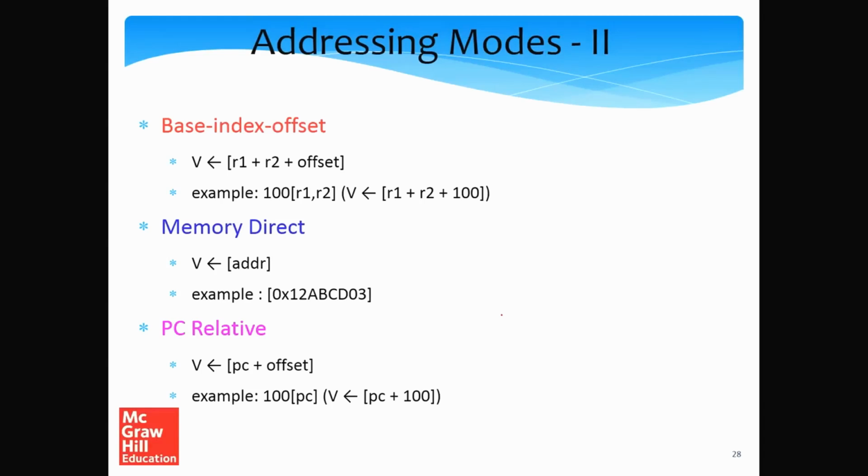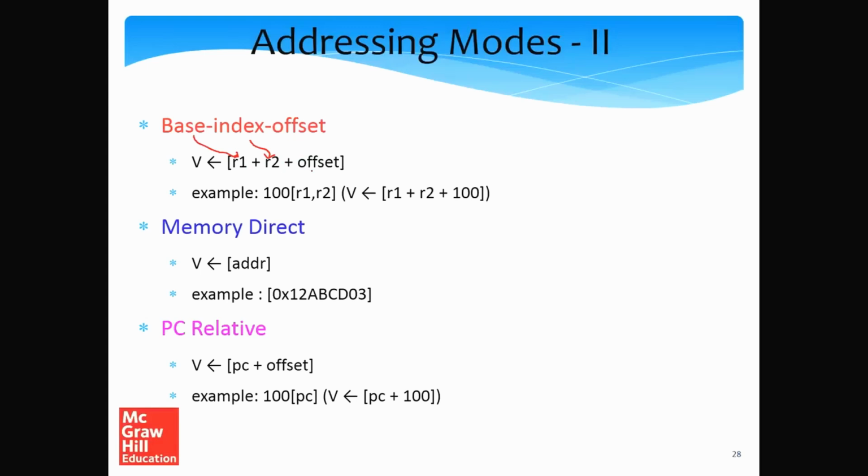So let's discuss some more addressing modes which are not very frequently used, but are nevertheless common enough that we should discuss them. Especially when we take a look at the x86 instruction set, we would find these addressing modes to be extremely useful. One of them is the base index offset addressing mode. In this case, instead of one register, we have 2 registers. We have a base register, which in this case is R1. We have an index register, which is R2 in this example, and we have an offset, which is an immediate.